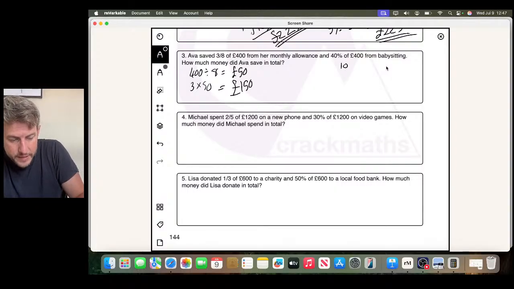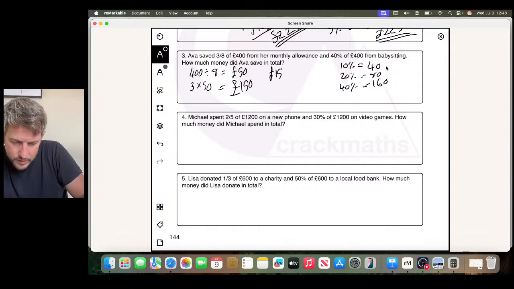10% of 400 is 40. And then 20% would be 80, and 40% is double that, is 160. So she's got 150 plus 160, and that will equal £310 altogether.